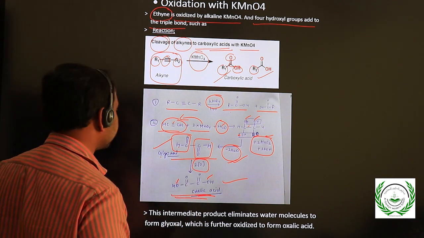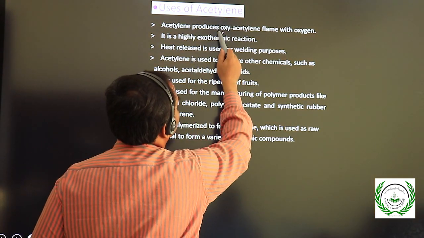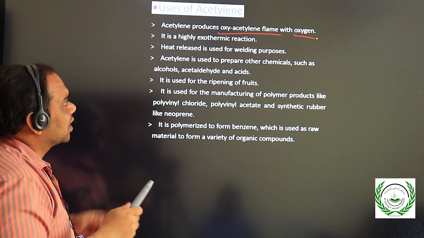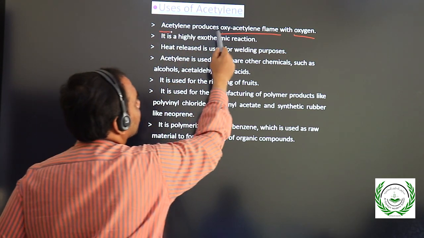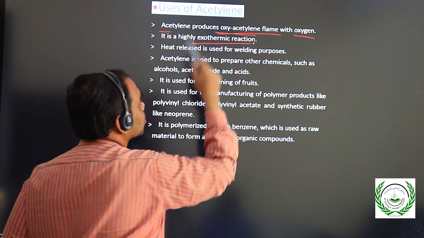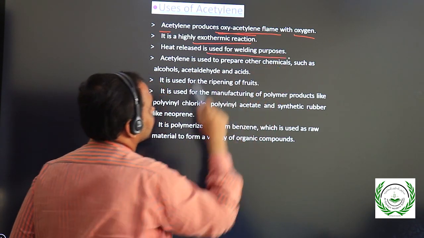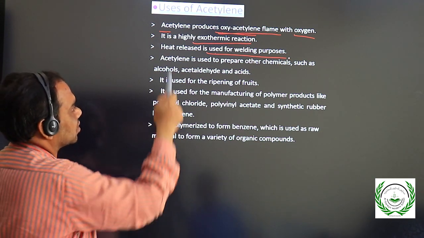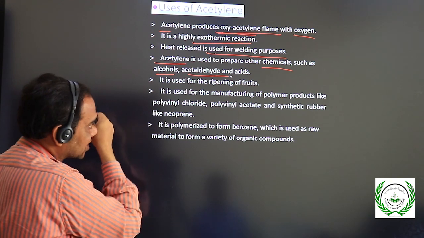So the next. Uses of acetylene, where we use the acetylene. Acetylene produces oxyacetylene flame with oxygen, especially in welding purpose, because when acetylene produces this oxyacetylene flame with oxygen, a lot of energy, exothermic energy is released, exothermic reaction, heat is released out. Because of that heat, this is used in welding purposes. You know, in the welding, joining two iron parts or two other parts of iron, we use this. Acetylene is used to prepare other chemicals like alcohols, acetaldehydes and acids.